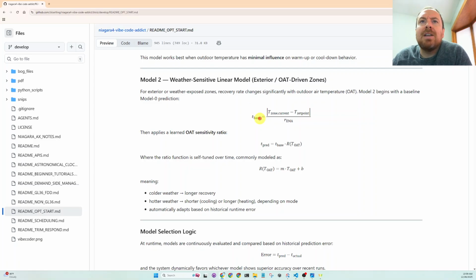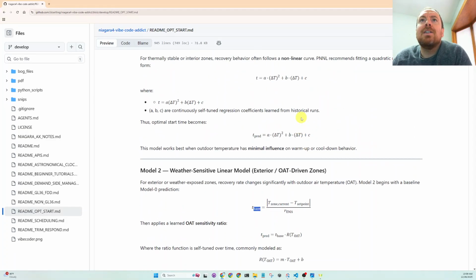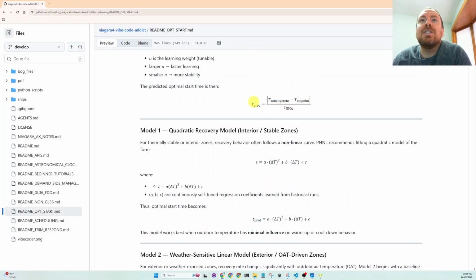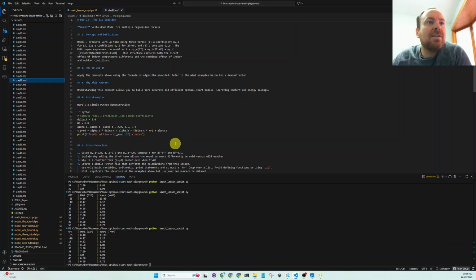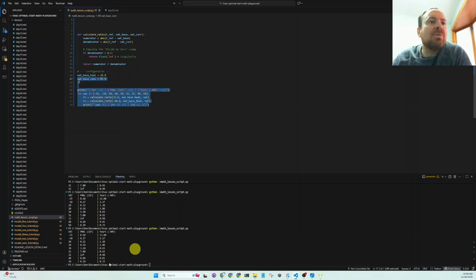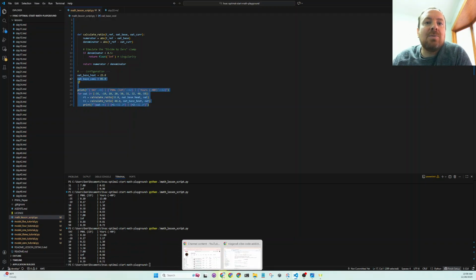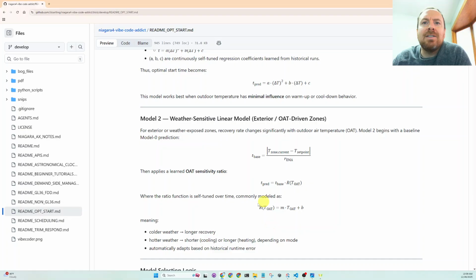Here's our baseline model time. So this is basically the same thing that we're doing here. It's just taking this same Model 0 parameter and then applies this outside air temperature weather ratio that I talked about at the beginning of this video, where we talked about the weather ratio. That's this.